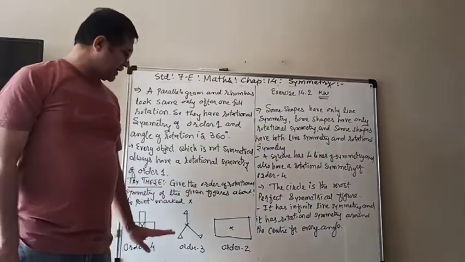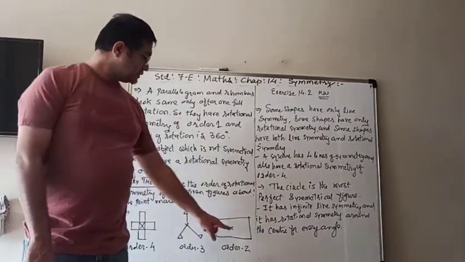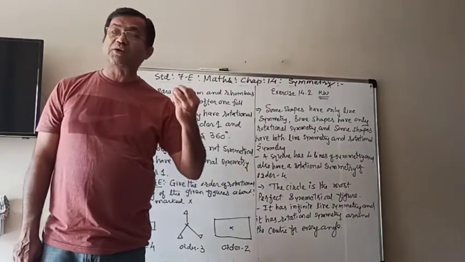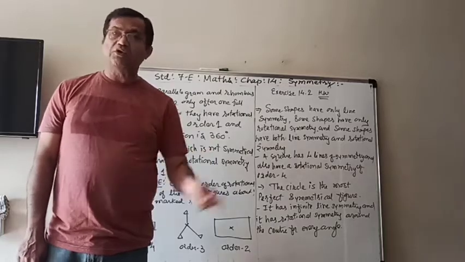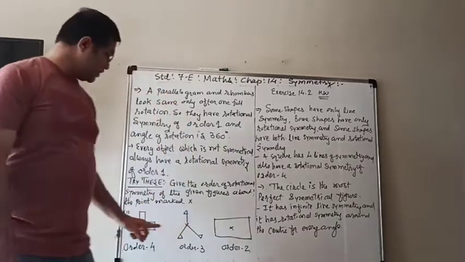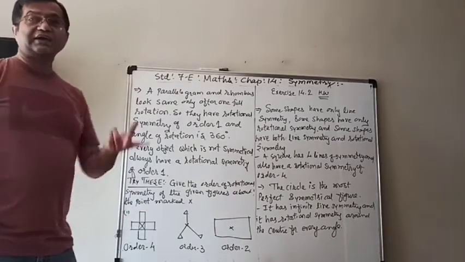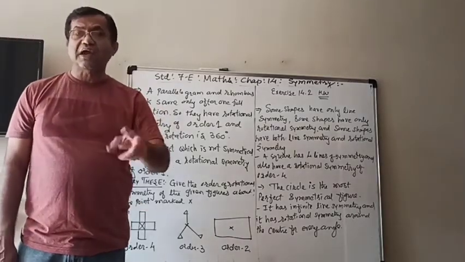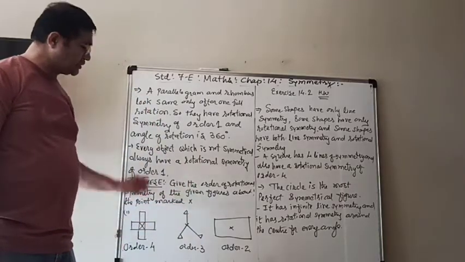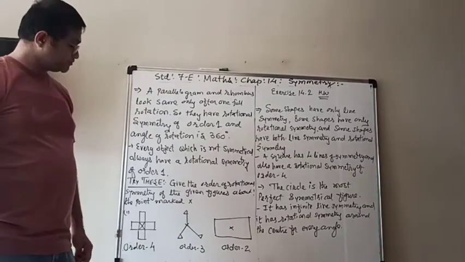Now we will try this. There are 3 figures given, and in the middle the cross mark is done. We have to find out what is the order of symmetry in these figures around the point marked as cross. So here you can see a cross. Then you will see that every 90 degrees, every quarter turn, it will look the same. So it has rotational symmetry of order 4.